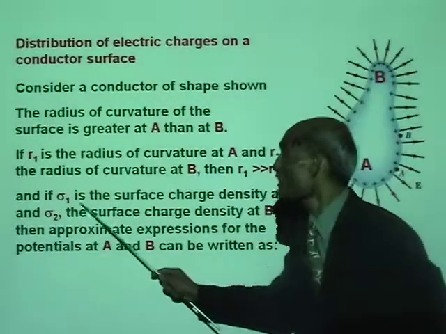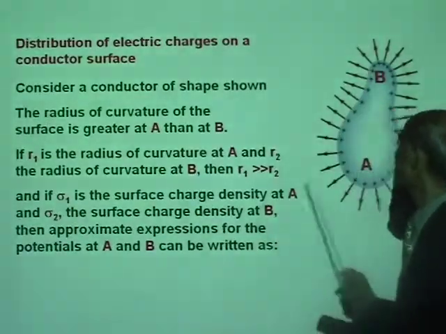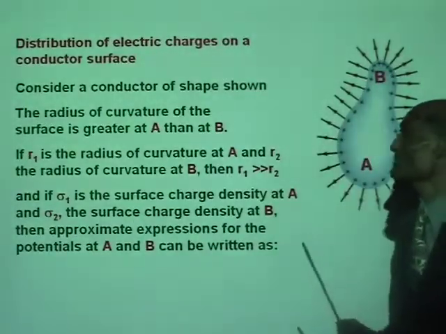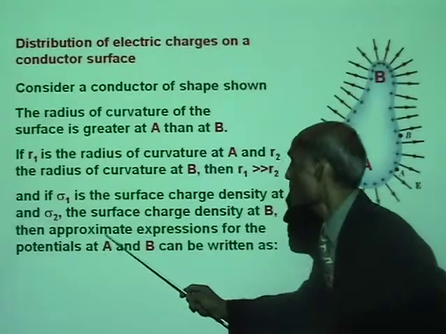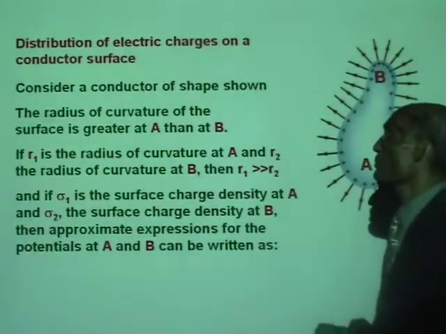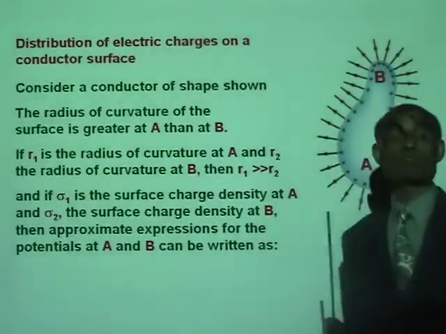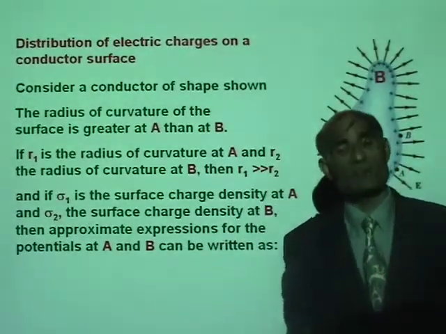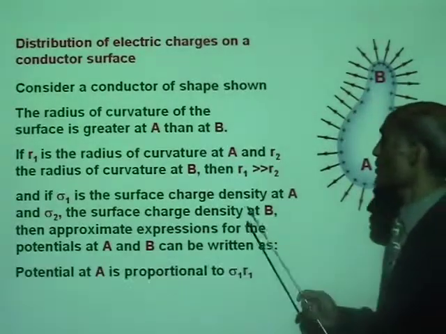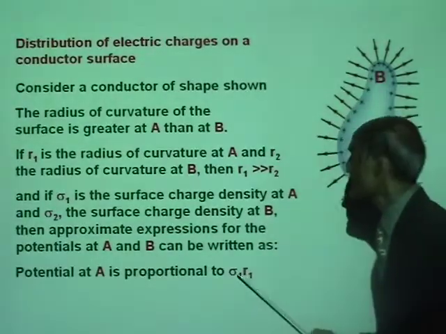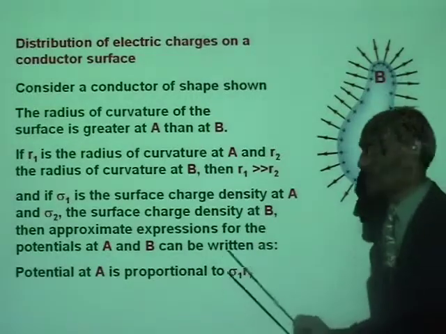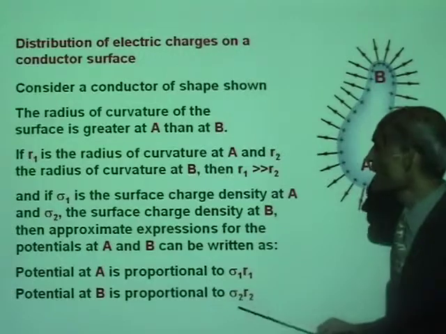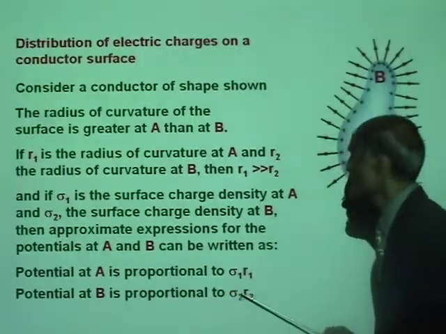Now, if sigma 1 is the surface charge density at A and sigma 2 the surface charge density at B, then approximate expressions for potentials at A and B can be written using the surface charge density. Potential at A is sigma 1 r1, the surface charge density multiplied by the radius. Similarly, the potential at B is sigma 2 r2.